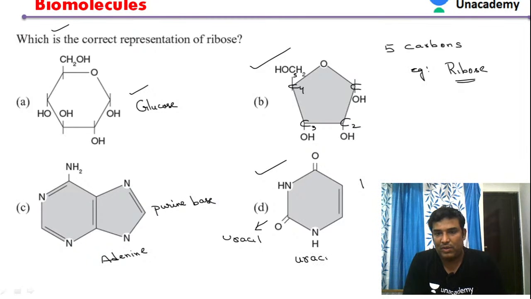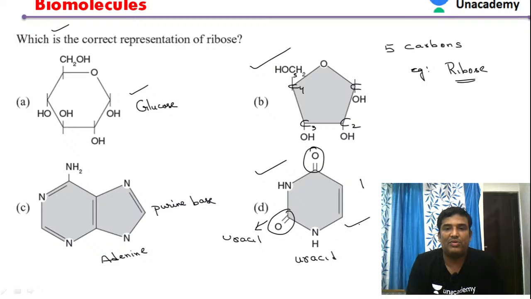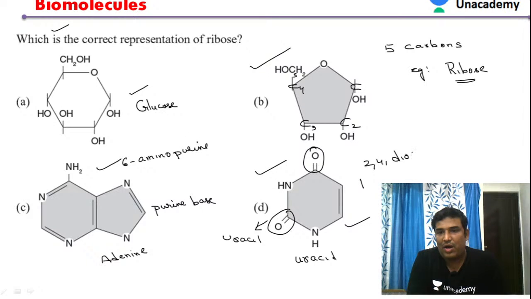Uracil, so 2,4 dihydroxy pyrimidine, uracil. Now this one is 6 amino purine. This one is 2,4 dioxy pyrimidine. Okay, this is uracil.